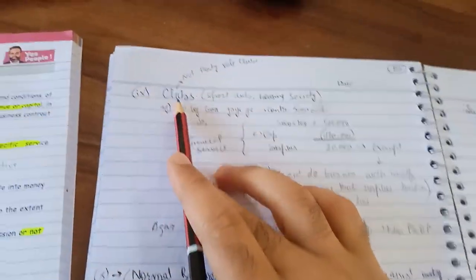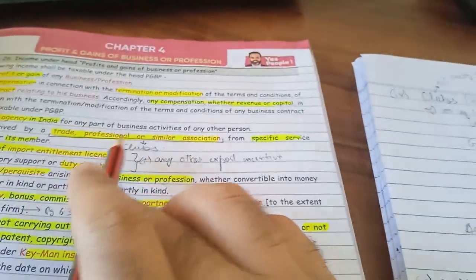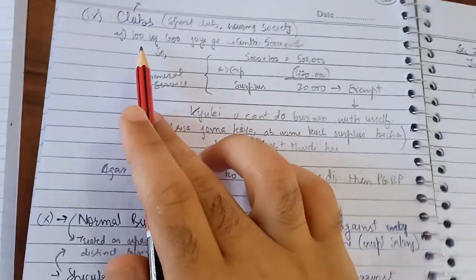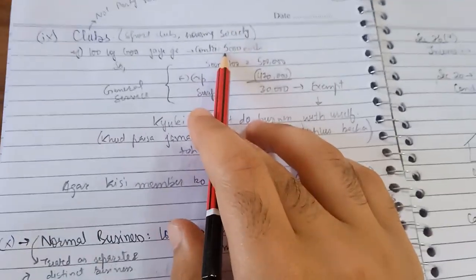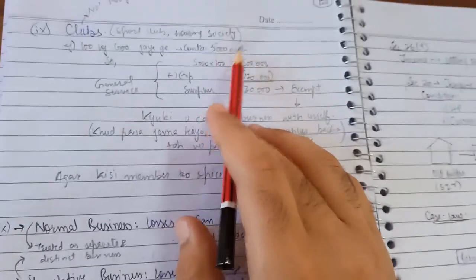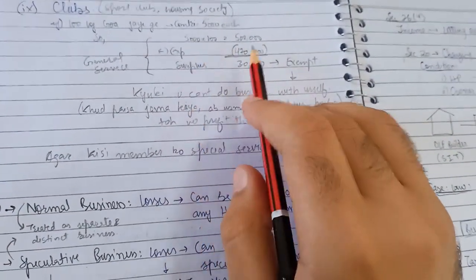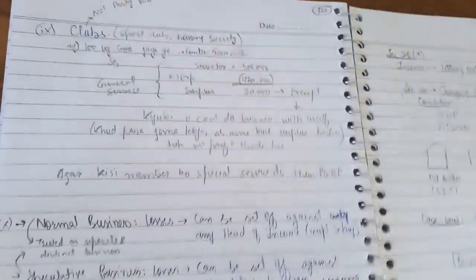Next one will be the clubs. The clubs, as is mentioned in the book here, means trade, professional, or other similar associations. So let's first understand with an example how clubs work. Let's say 10 people want to go to Goa and they decided a contribution of 5,000 each to sponsor the trip. So in total it's 5 lakh rupees, and on the trip they spend 4 lakh 70,000 rupees, and the 30,000 rupees is surplus for them.